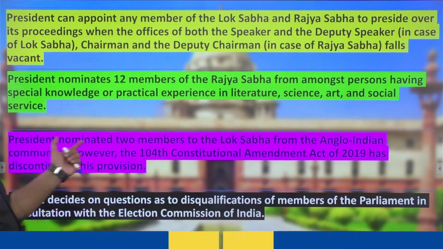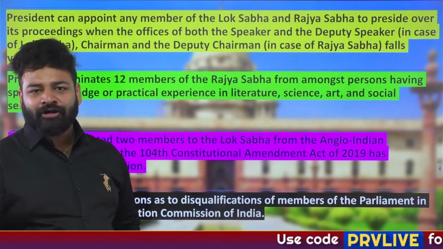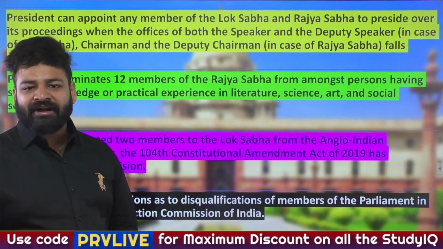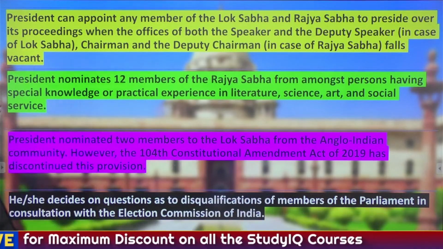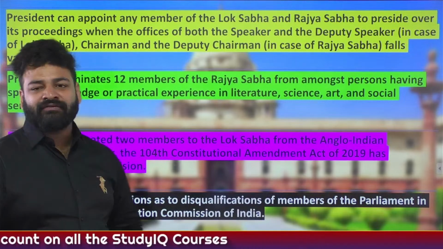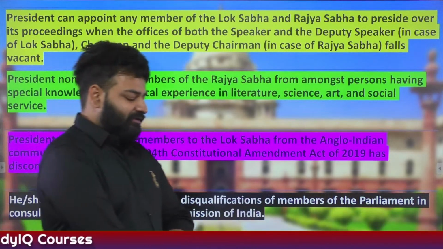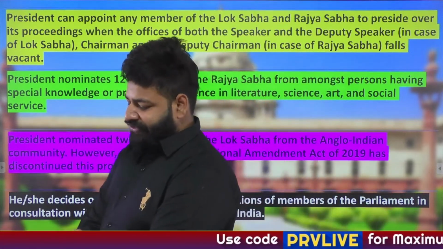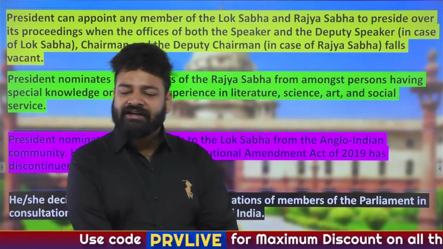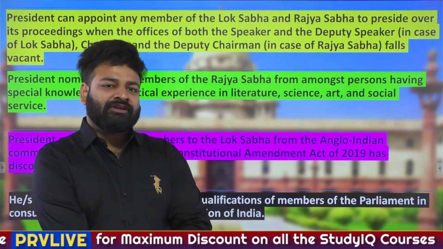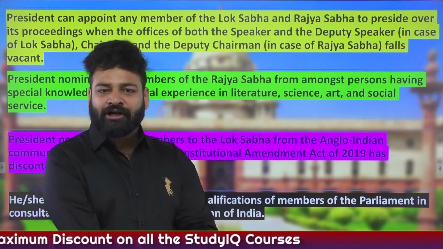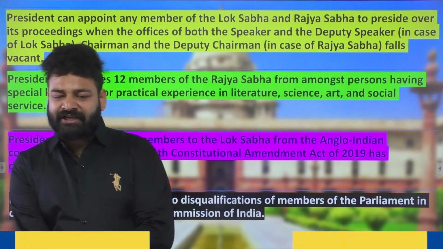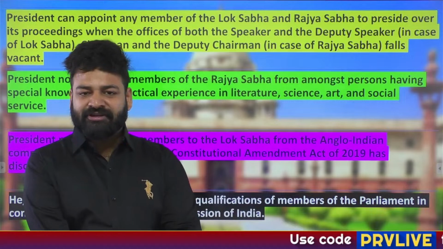Next, President nominated 2 members to the Lok Sabha from the Anglo-Indian community, but this provision has now been repealed through the 104th Constitutional Amendment Act of 2019. So guys, make it clear that till 2019, the president at the center, that is at the union level, and the governors at the state level. The president was having 2 seats with regard to the Anglo-Indian community in the Lok Sabha, and governors used to have 1 seat with regard to the same Anglo-Indian community in the respective legislative assemblies.